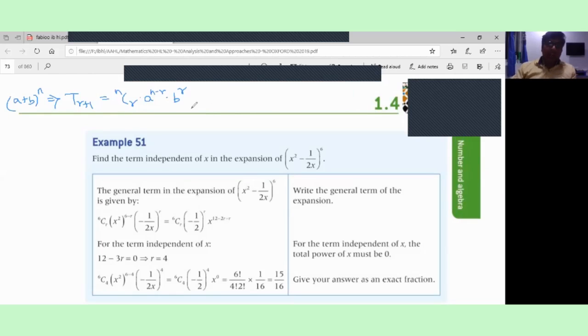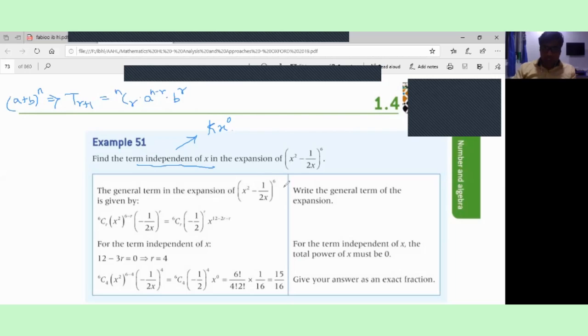This is your (r+1)th term, right? Now, if they have asked you to find a term independent of x in the expansion of this, independent of x would mean what? Independent of x would mean any term, any coefficient with x raised to 0, right? So let that term be any (r+1)th term.